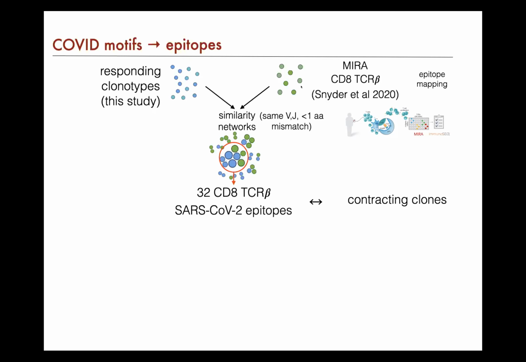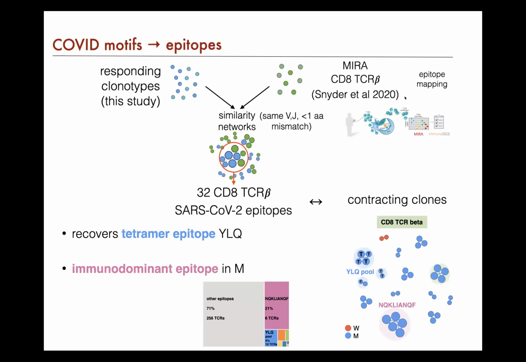So we take their data and we take all our responding clonotypes, we put them together, and again we build similarity networks, putting edges between sequences that have the same V and J and are less than 1 amino acid away in CDR3. And this allows us to identify clusters that we're able to link to 32 specific SARS-CoV-2 epitopes. And all of these clusters include clones that we identified as contracting. So now we have mapped our TCR clusters to SARS-CoV-2 epitopes thanks to the MIRA study.